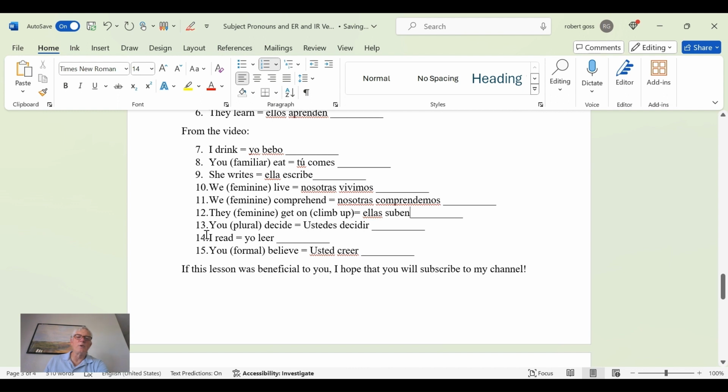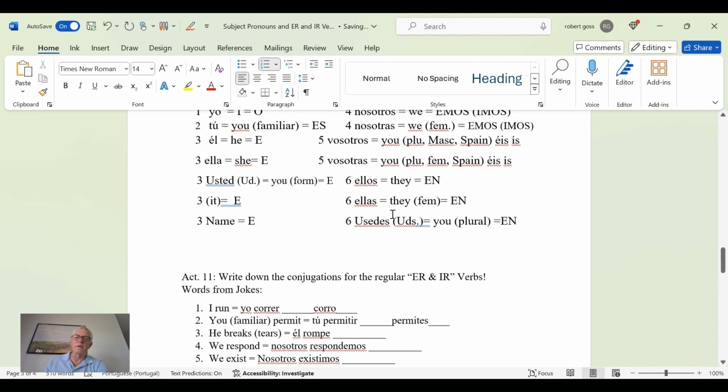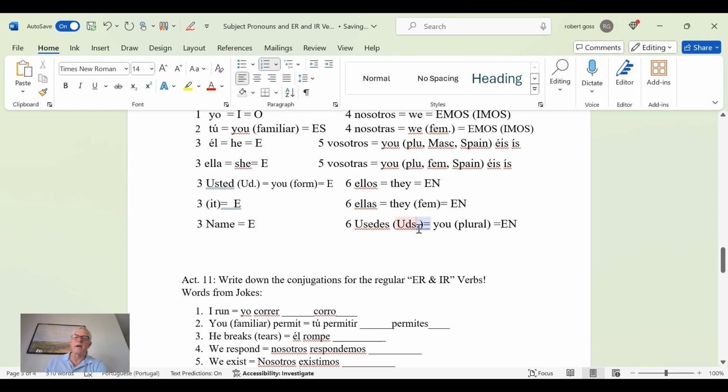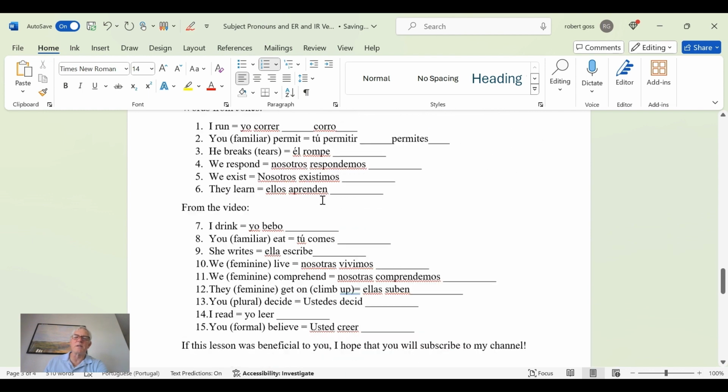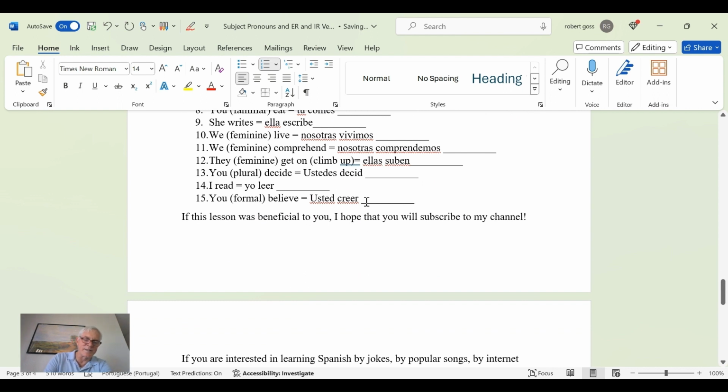Number 13, you plural, decide. Well, you plural, that would be ustedes. And we have decide, it is an IR verb, decidir. So if we have an IR verb with ustedes, we can look up here. Ustedes, it doesn't matter whether it's ER or IR. Both of them have the same ending of EN. Ustedes deciden.